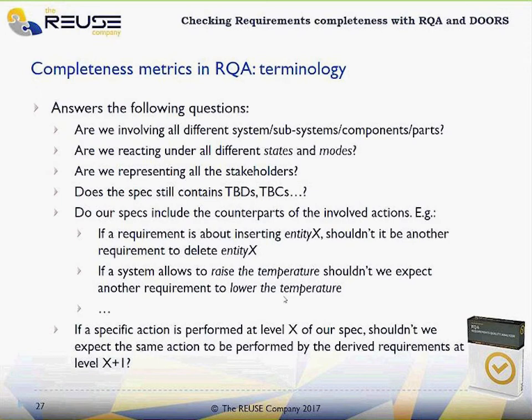The first block is what we call terminology completeness, and these are the different metrics that we can instantiate. Metrics of this type address questions such as: are we involving all the different systems and subsystems and components and parts in our requirements? Are we reacting under all the different states and modes of our systems? Are we representing in the high-level requirements all the different stakeholders and users of our systems? Or do your requirements still contain TBC, TBD, and so on?